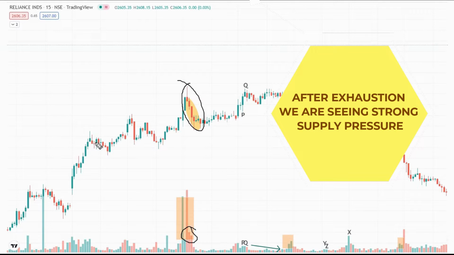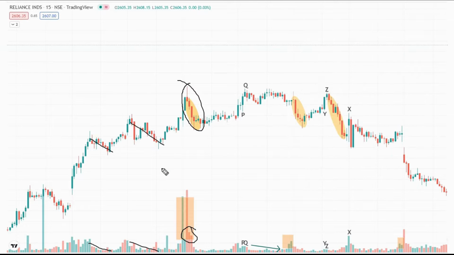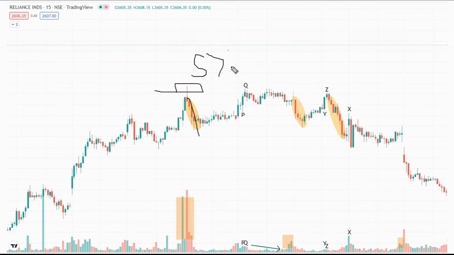Earlier when the selling was happening, it was of very low volume, but now for the first time in this uptrend we are seeing high volume activity and prices are going down. So this is an indication that at this price area supply is very strong than the demand side. Okay, that's why we are seeing huge volume activity and prices are falling down.